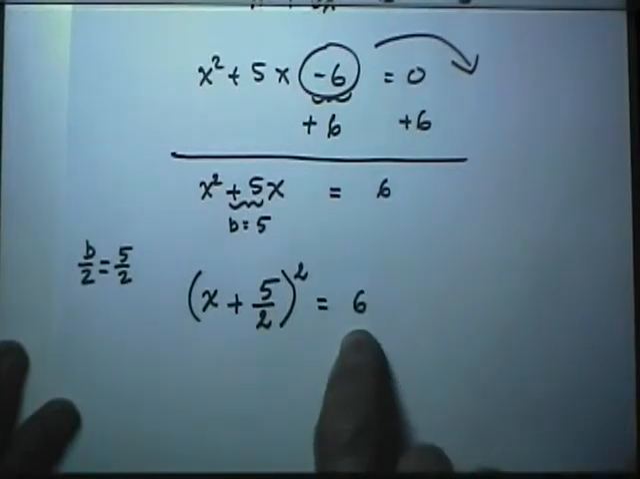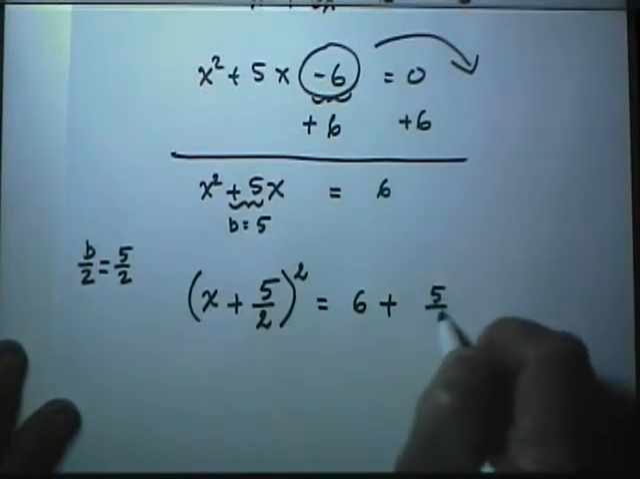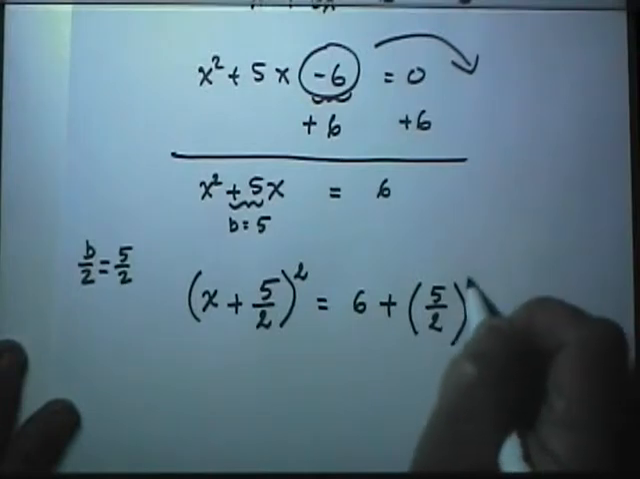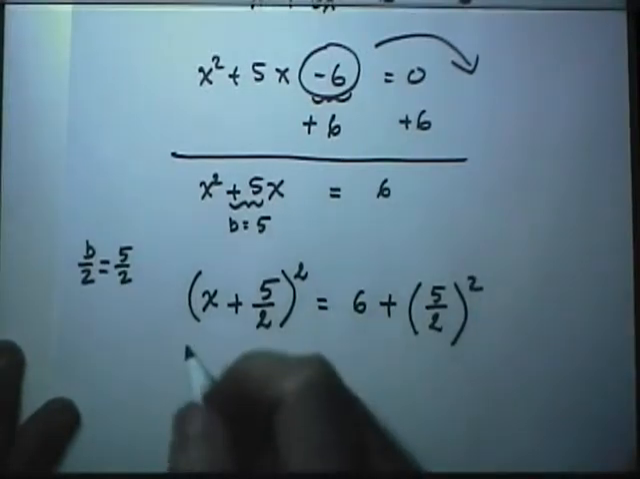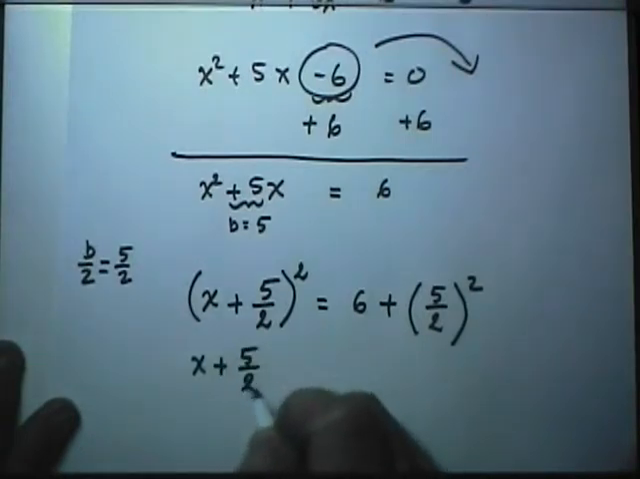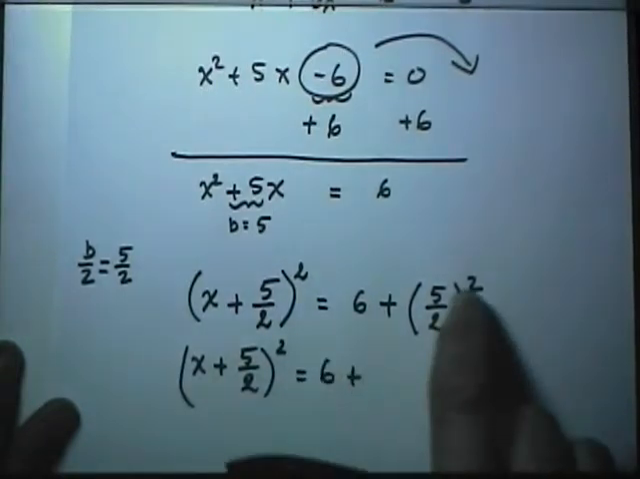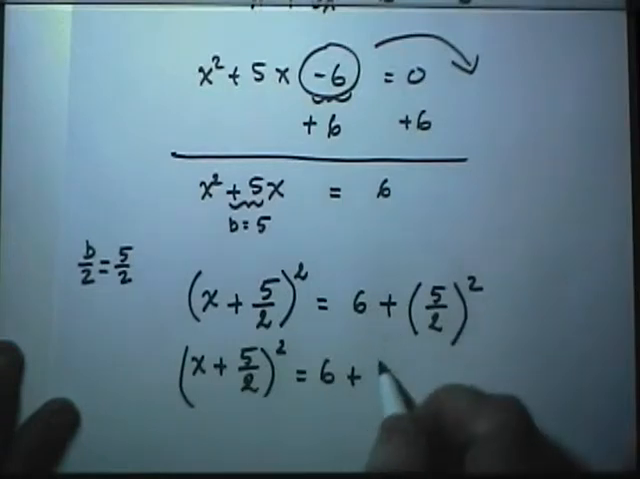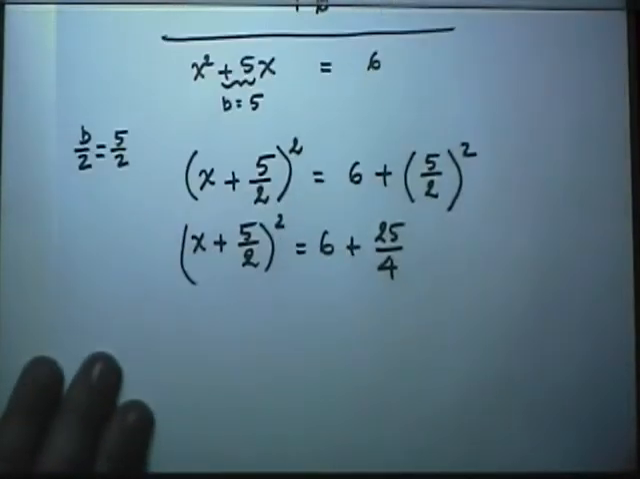Now on the right side, I need to add the square of the quantity b over 2, which is 5 over 2. So 5 over 2 all squared. Maybe I'll produce one more step. On the left side, x plus 5 over 2 all squared equals 6 plus, now 5 over 2 all squared is the same as 25 over 4, because you square the top and you square the bottom. So that's why you get 25 over 4.